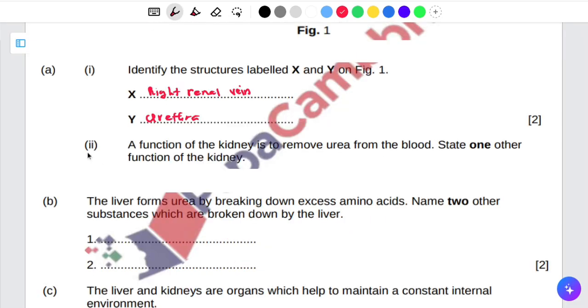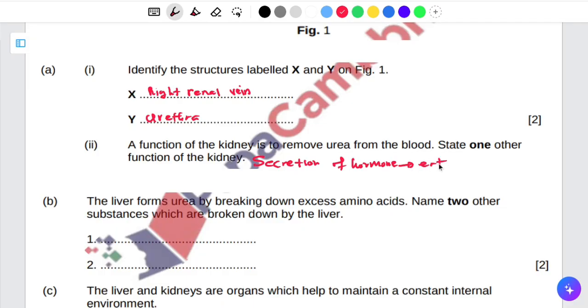Then Roman numeral 2 is saying a function of the kidney is to remove urea from the blood. State one other function of the kidney. So the kidney has a lot of functions. It secretes hormones, so we can say secretion of hormones. Now, what hormones? To be specific, the kidney secretes what we call erythropoietin.